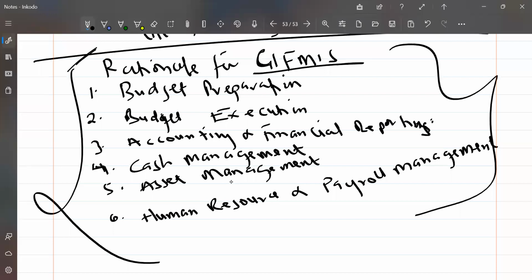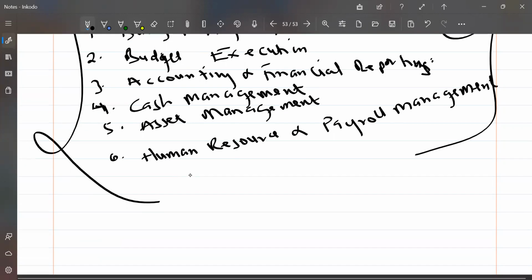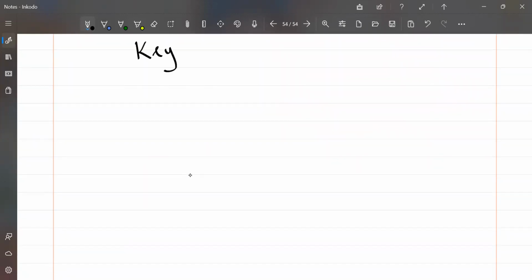The next item I will discuss is the key users of the GIFMIS. Please, if I say read that place, I think I will get a question around that place and send it to you. GIFMIS.